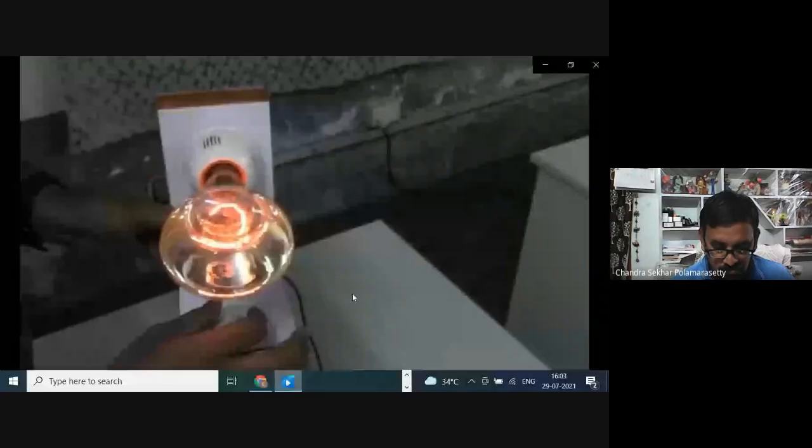Students, let me introduce the apparatus used in this experiment. This is called a source. What is the definition of a solar cell? It will convert solar energy into electrical energy. So in this lab, we are not directly having sunlight, so we are using this artificial source of light.